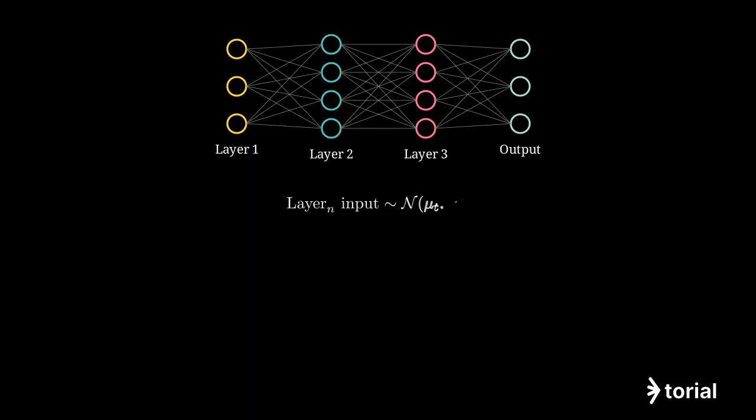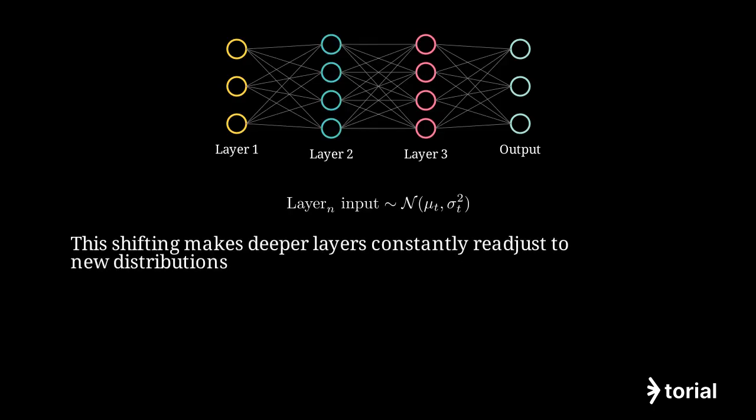The input distribution to layer n follows a normal distribution with mean and variance that change at each training step t. This constant shifting forces deeper layers to continuously readjust to new input distributions, severely slowing down training.